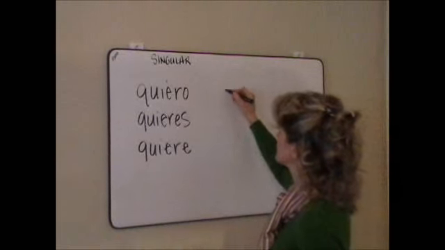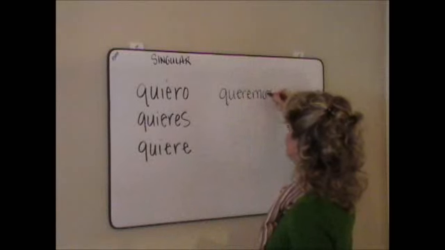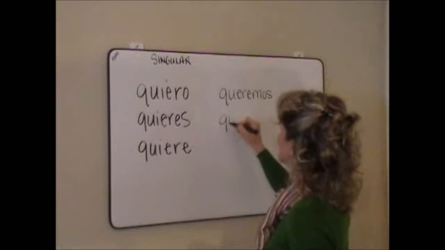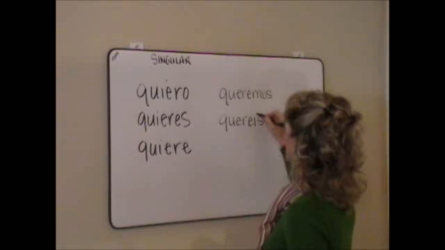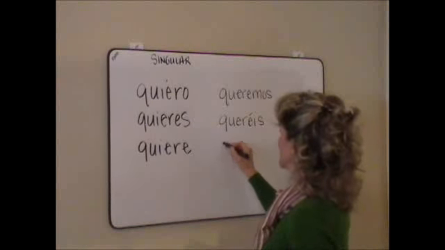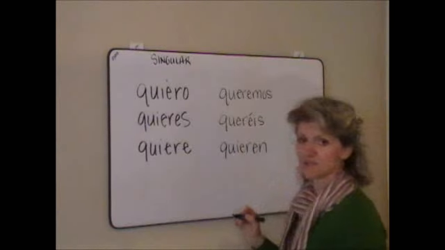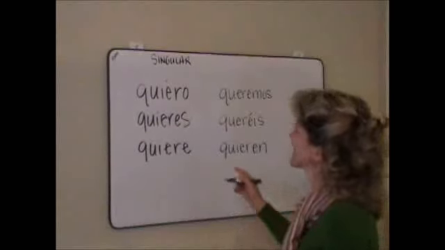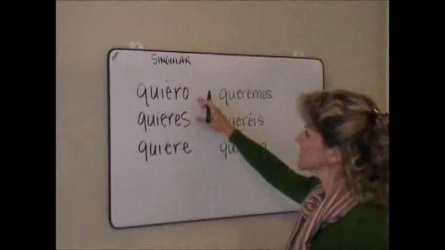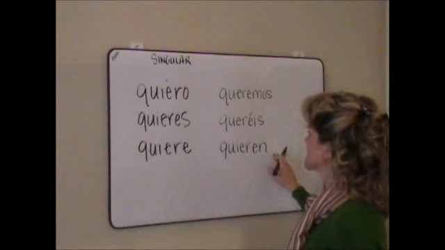So we have nosotros, queremos. Queremos. And then we have queréis. Queréis. And then we have quieren. Quieren. All right, did I do that right? Make sure I did that right. Call in if I did it wrong or something. Okay, correcto. So we have yo quiero, quieres, quiere, queremos, queréis, quieren.